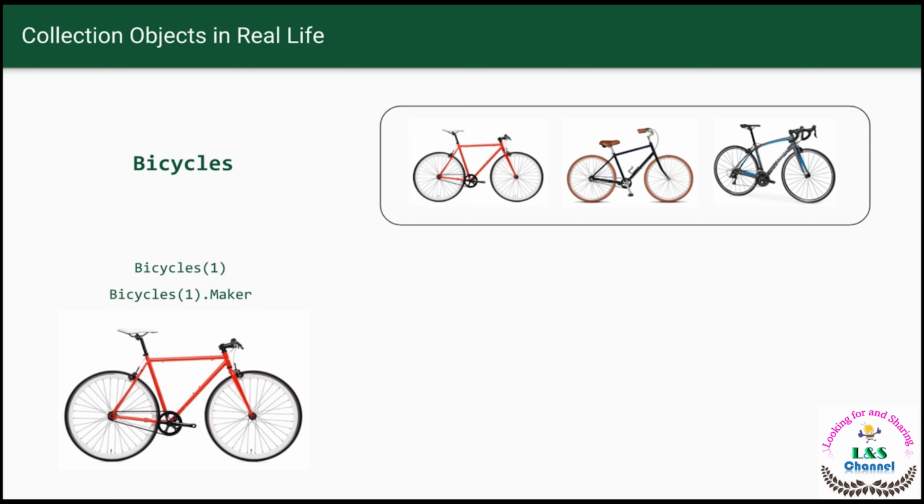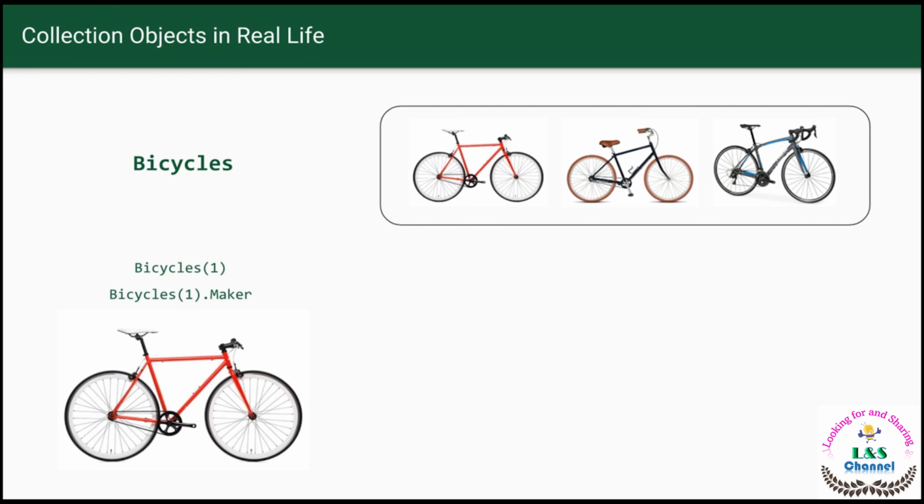In the example below, I have bicycles 1, maker, right? Maker represents a property, but here's the tricky part. Here's where it gets confusing. The maker property here that I'm referencing is not a property on the bicycles collection object. Rather, it is a property on a singular bicycle object. How do I get to a single bicycle? That's because when I use that parentheses syntax, I'm pulling out just one bicycle from this collection, and then I'm referencing an existing property on it.